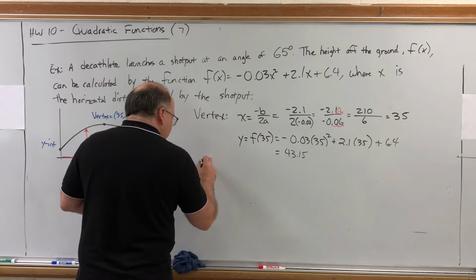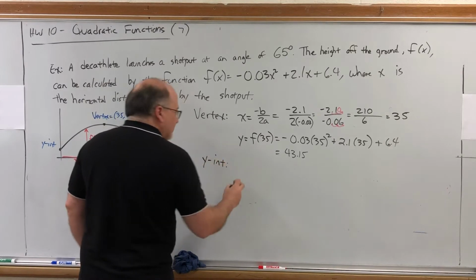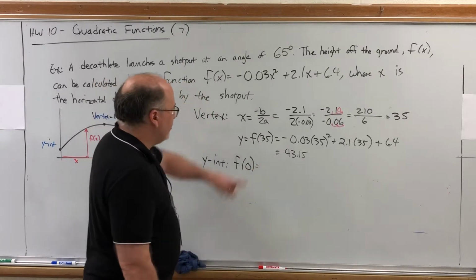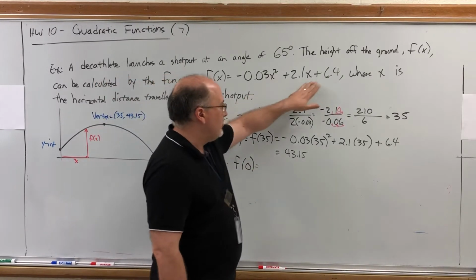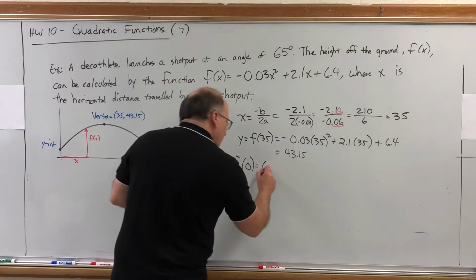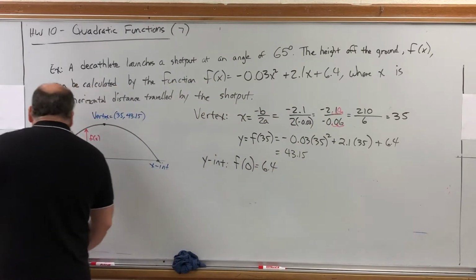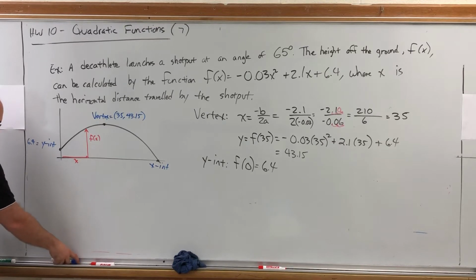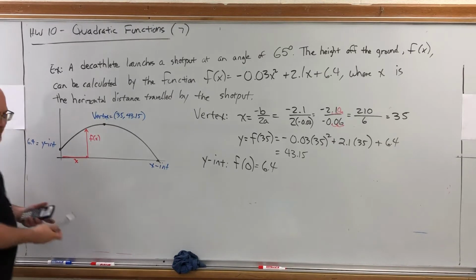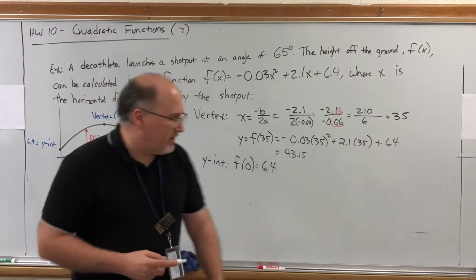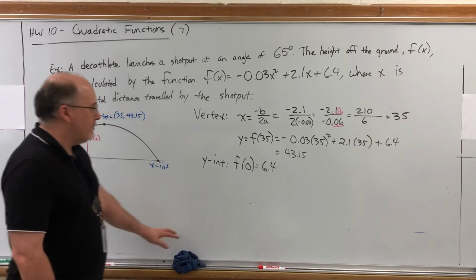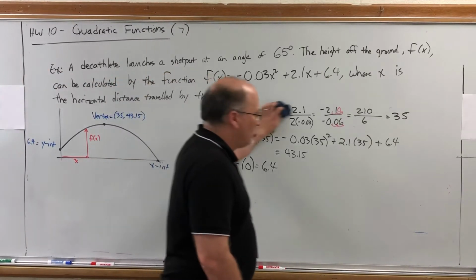The y-intercept is pretty easy. All we have to do is insert 0 into the function. We don't need a calculator. 0 will kill this term, and the only one left will be 6.4. So the y-intercept is, we'll just say 6.4, although technically it's an ordered pair, 0, 6.4. What about the x-intercepts? Well, for the x-intercepts, we have to solve the function equal to 0. And this function looks like I'm going to have to get out the quadratic formula. But I'm going to show you a couple of tricks.